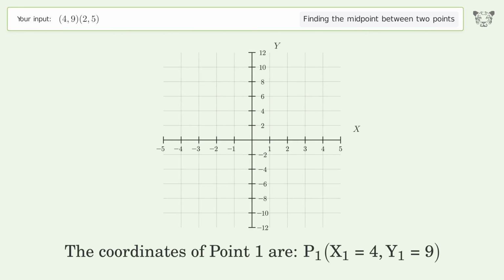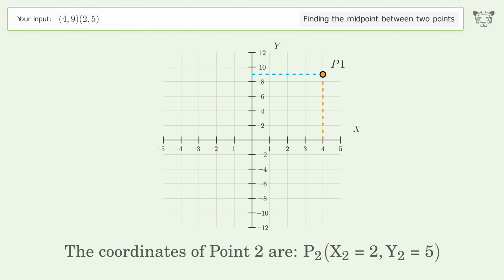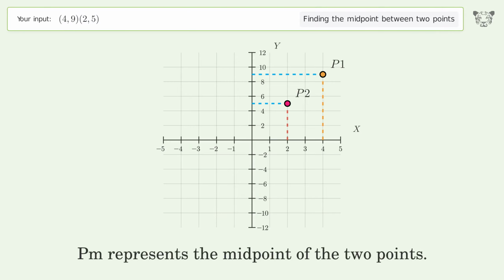The coordinates of point 1 are x1 equals 4, y1 equals 9. The coordinates of point 2 are x2 equals 2, y2 equals 5. PM represents the midpoint of the 2 points.